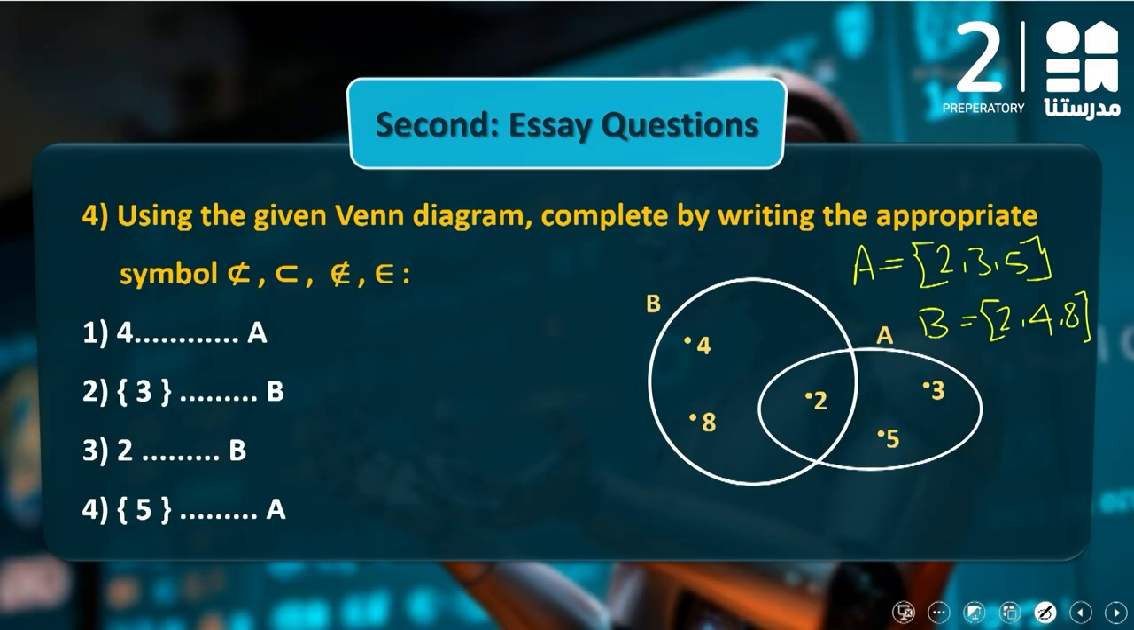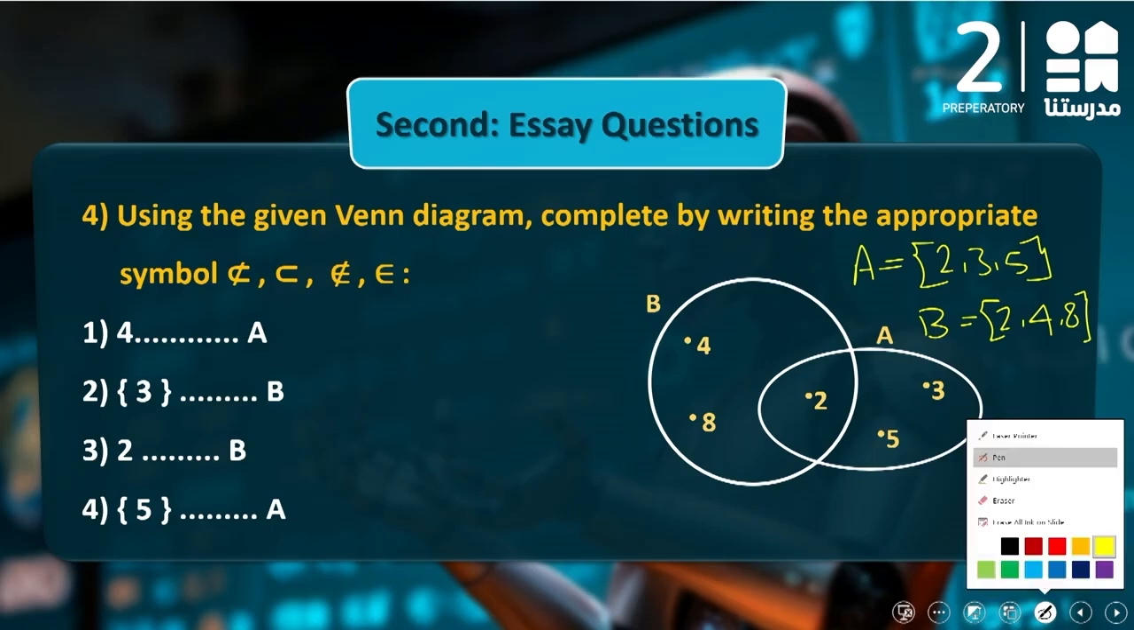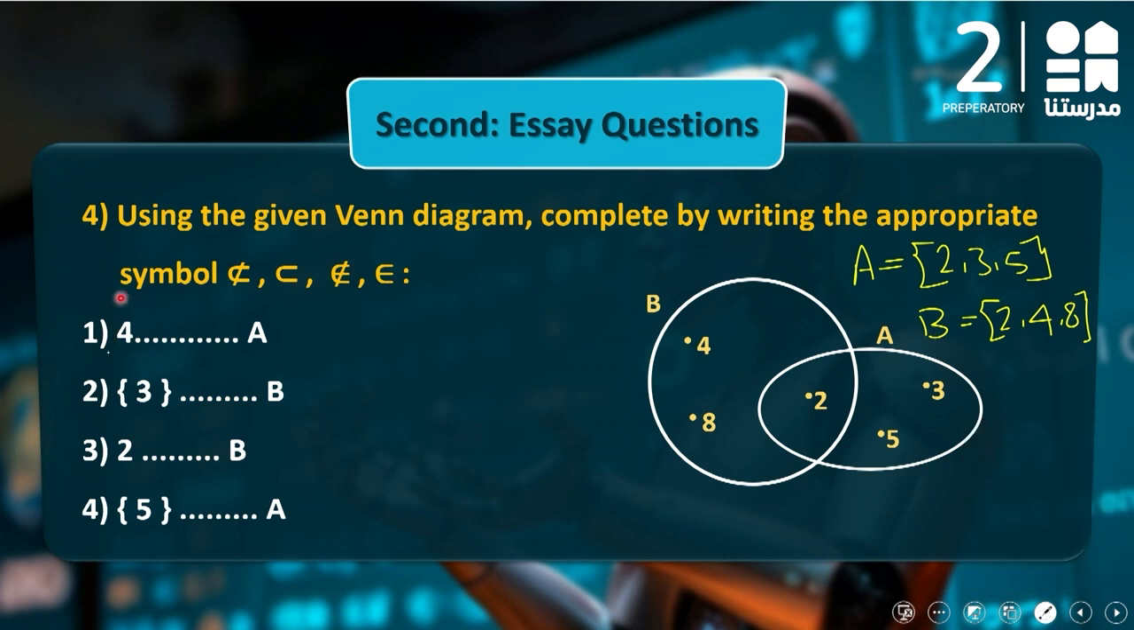So 4 here is the element, so we can use belong to or doesn't belong to. Is 4 belong to a set A? What are the elements of a set A? We have the elements of A, 2, 3, and 5. 4 belongs to A? No. So we have 4 doesn't belong to a set A.